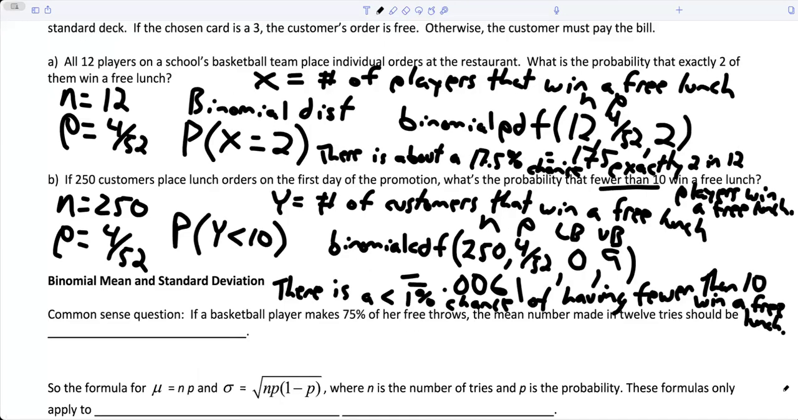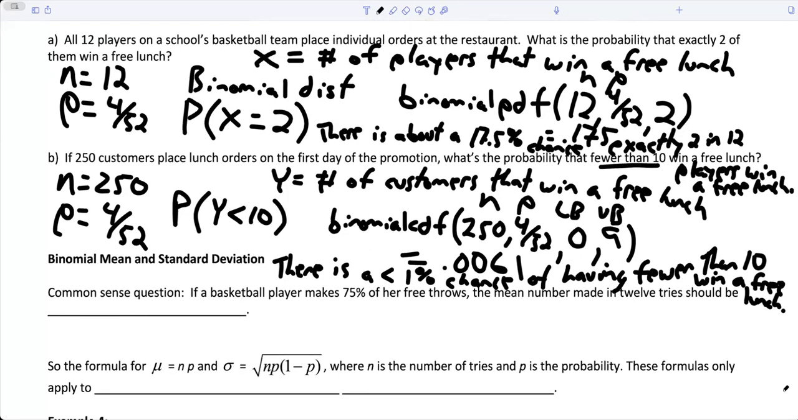Okay, and so that leads us to this common sense question. If a basketball player makes 75% of her free throws, the mean number made in 12 tries should be what? So what is 75% of 12? 9, right? Whew, good thing we have a calculator on the whole test, right?